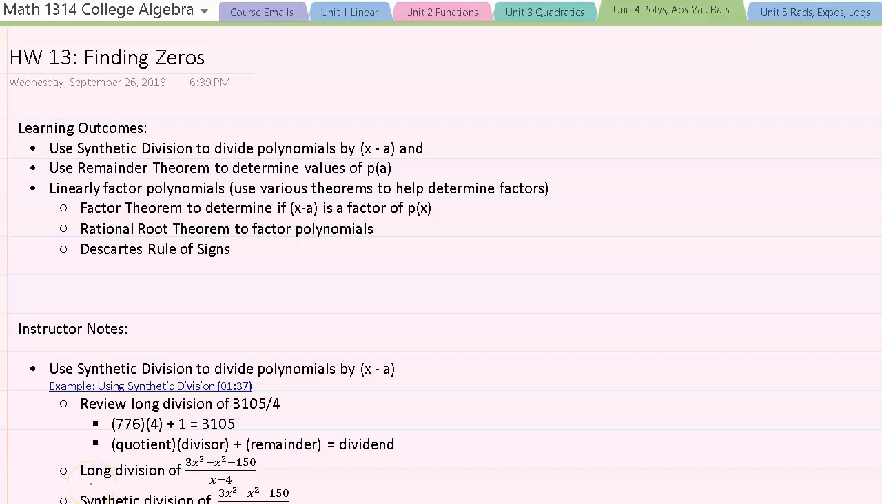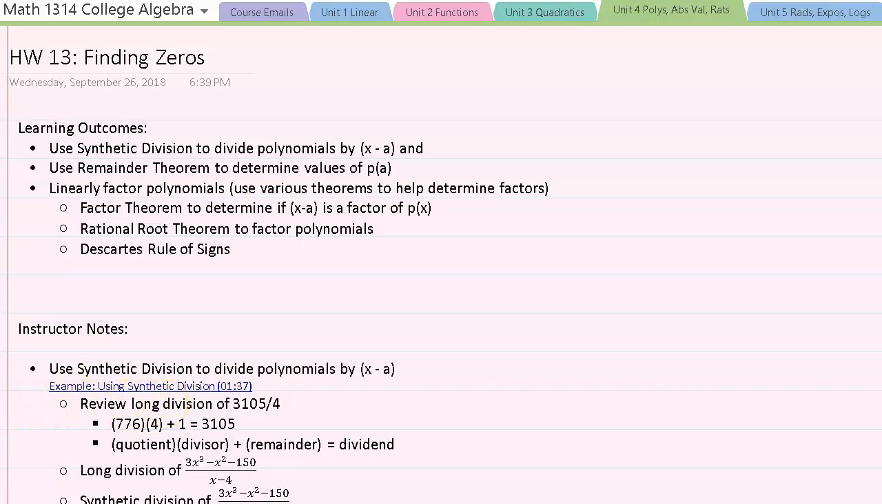This video introduces the topic of finding zeros. The learning outcomes are to use synthetic division to divide polynomials by x minus a, to use the remainder theorem to determine the values of p of a, and to linearly factor polynomials using various theorems.